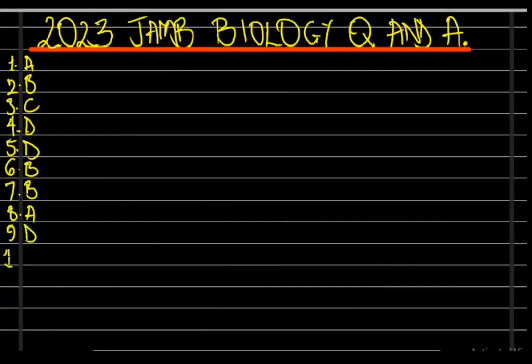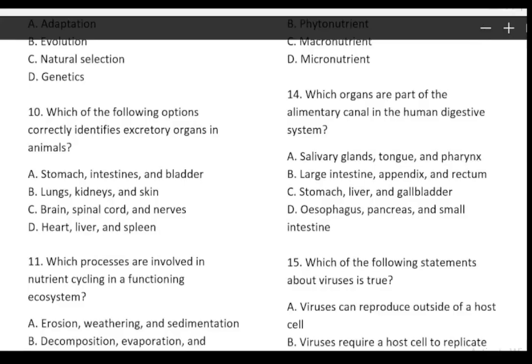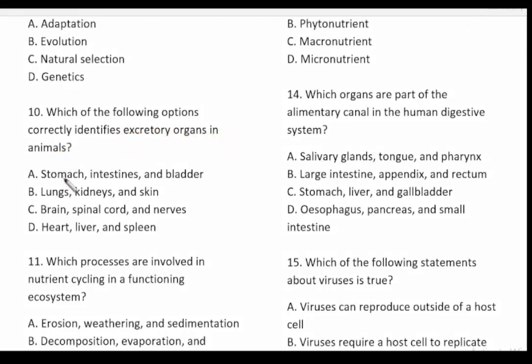And then number 10. Which of the following options correctly identifies excretory organs in animals? A. Stomach, intestine, and bladder. B. Lungs, kidney, and skin. C. Brain, spinal cord, and nerves. And D. Heart, liver, and spleen. When we look at the question, they're talking about excretory organs. So which of these options here are all excretory organs?